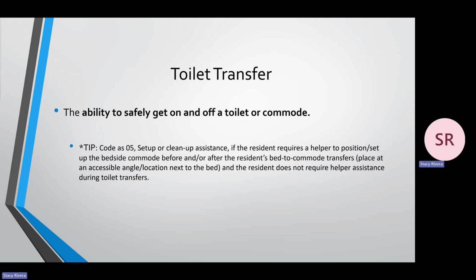Toilet transfer, the ability to safely get on and off a toilet or commode. If the resident requires a helper to position or set up the bedside commode before and after the resident's bed to commode transfers, place in an accessible angle location next to the bed, and the resident does not require helper assistance during toilet transfers.